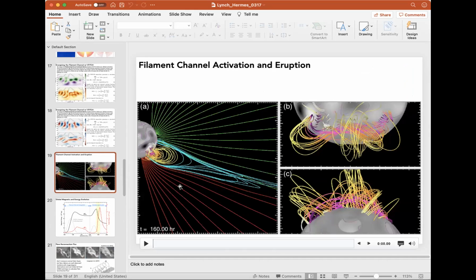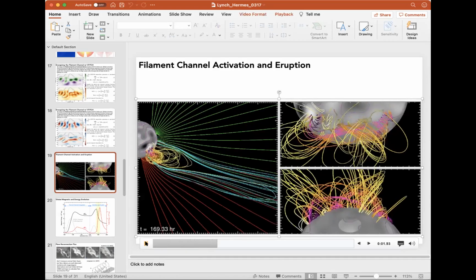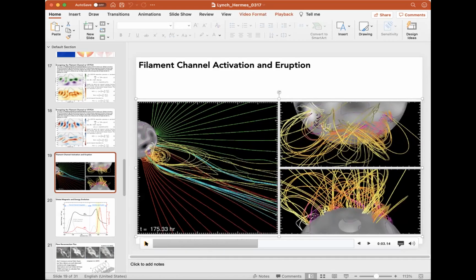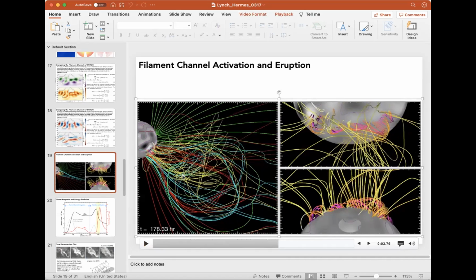Okay, yeah, that's a good question. I'm not sure that's exactly what's happening here, but it's similar. So the current sheet doesn't open all the way down to the polarity inversion line. That's actually something we've always seen in every simulation. It would be pretty difficult to open the whole channel. If you did, all of this other stuff would erupt too, but it's small.